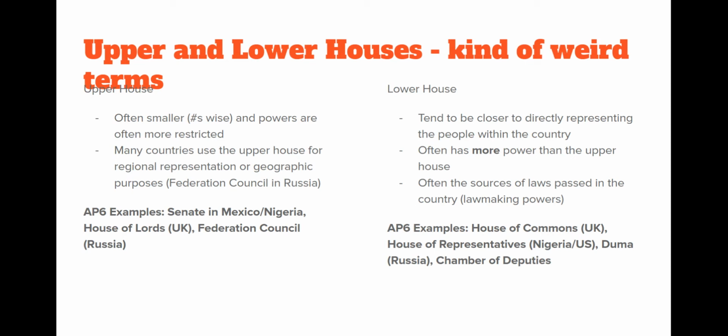But the lower house often has more power because it's more directly representing the people. So the best example of this would be the House of Commons within the UK, which is directly elected, whereas the House of Lords is not directly elected. And the Chamber of Deputies and the Duma as well are more directly elected than the upper house, right?